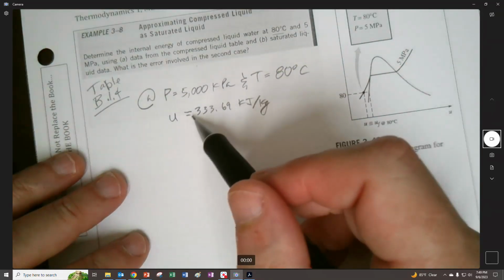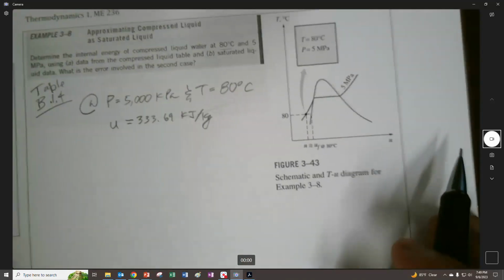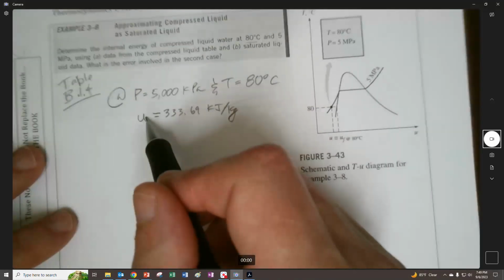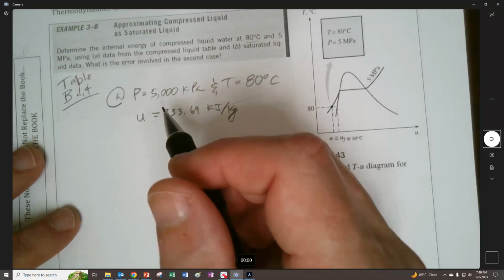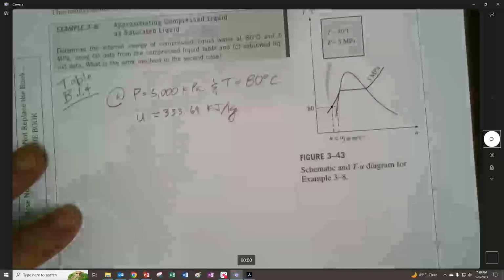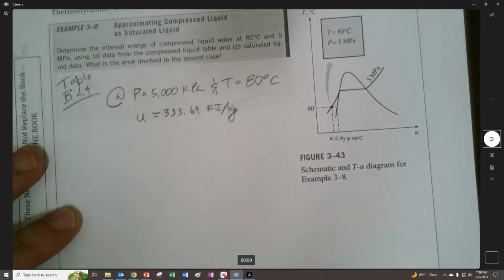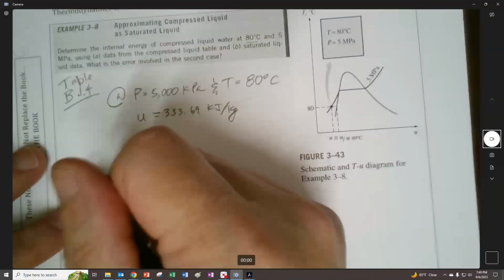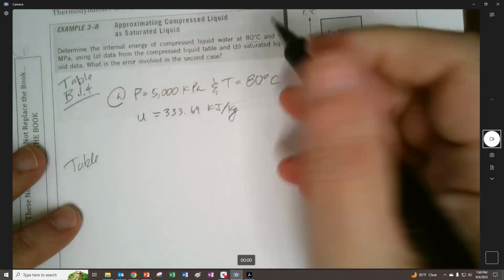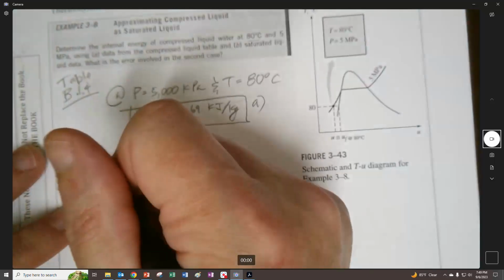This is a measure of how the molecules are bouncing off of each other. They're really good. They're feeling bouncy here. And so that's the first one, right? That's part A, from the compressed liquid table. That's what we did. So this is A, really. Maybe box it.